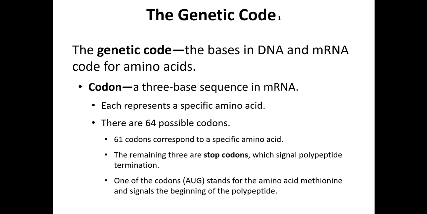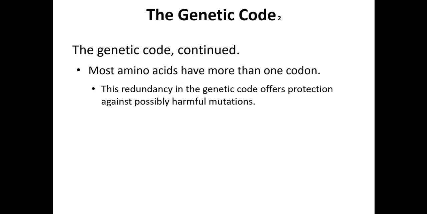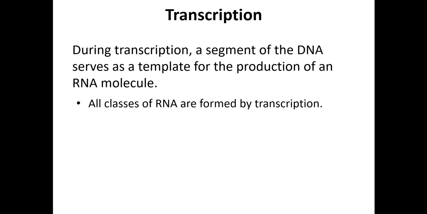Most amino acids have more than one codon, and the redundancy offers protection against harmful mutations that can change the sequence of our bases. There are 61 codons corresponding to a specific amino acid, and the remaining 3 are stop codons. There are a total of 64 possible codons. Over here is a chart showing you all the different codons, the first base, the second base, and the third base. The redundancy in the genetic code offers protection against possibly harmful mutations.